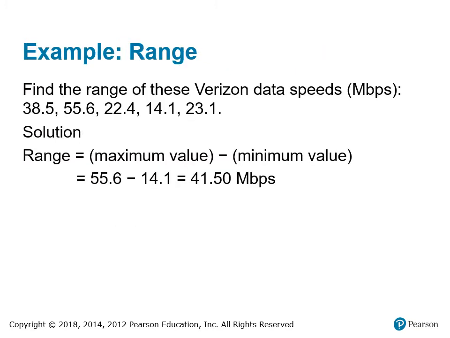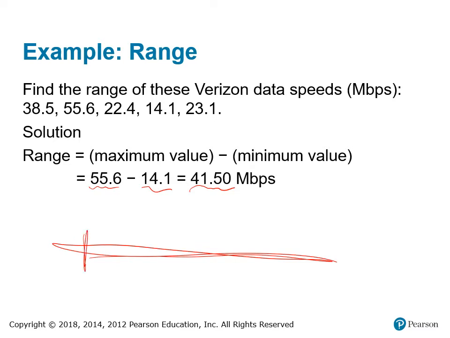So if we go back to our data speed question and we have our 5 data speeds, if we were to calculate the range, it would span, in this case, 41 megabits per second between the highest and the lowest data value. So that's the span across our data set. So that span here is 41.5.